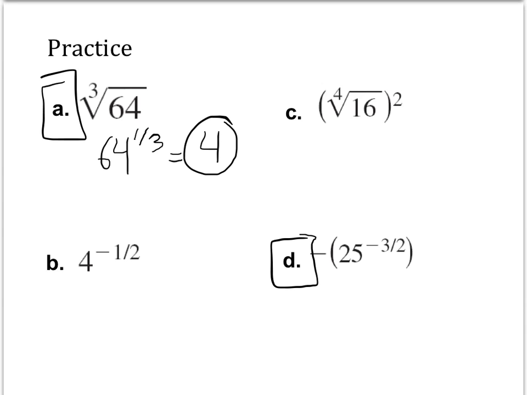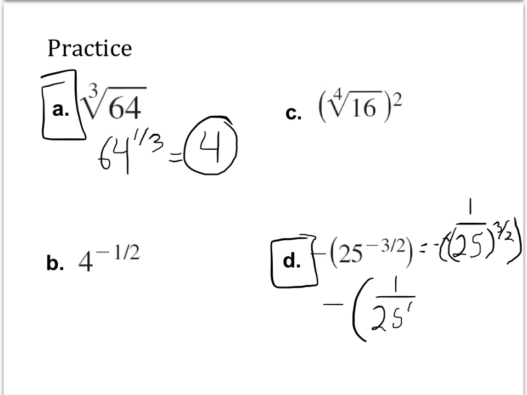Now, if we work on D, we have this negative on the outside, so that's going to become negative 25, and we have our negative exponent. So it's 1 over 25 to the 3/2. So we still have our negative value on the outside, and we have 1 over 25 to the 1/2 cubed. 25 to the 1/2 just means the square root of 25, which is 5.